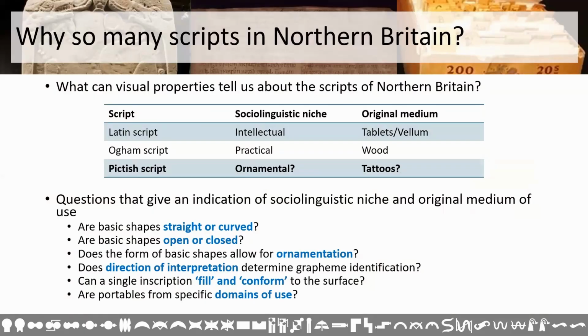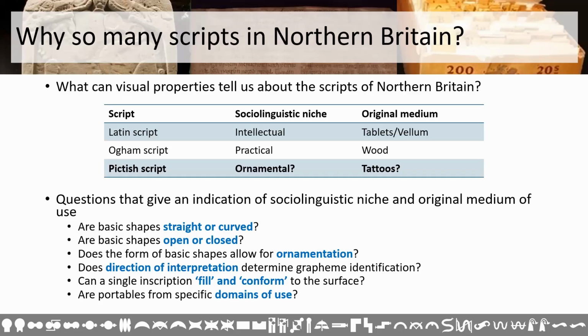For the Ogham script, one of my supervisors, Professor Catherine Forsyth, has argued that it's more of a practical script. So all you need is a stick and a knife, and you can prepare an Ogham inscription. You don't need fancy instruments. You don't need a fancy writing surface. Everyone has access to a stick and a knife. What I'm going to argue for Pictish symbols is that there's an inherently aesthetic, inherently ornamental motivation for their use, and that the original medium was tattooing.